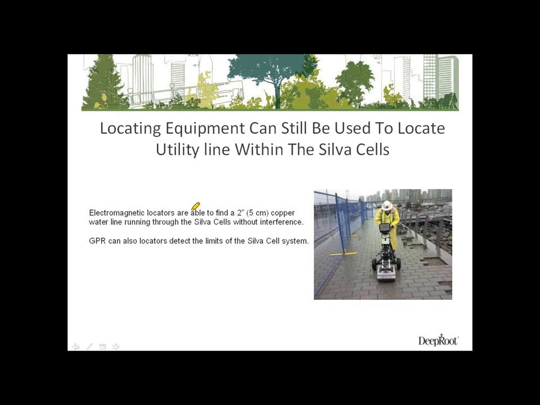For those of you who are wondering, because the Silva Cell decks do have some galvanized reinforcing rods in the top, some people are concerned as to whether or not electromagnetic locators will work, and they do. They are still able to find different services. By using something like a Metrotech or something similar, where you can put an electrical pulse down it, it's still able to be read through the Silva Cells. And also, as far as finding the perimeter of Silva Cells, if they aren't marked, ground penetrating radar systems have proven to be effective for locating the perimeter of the Silva Cell areas.